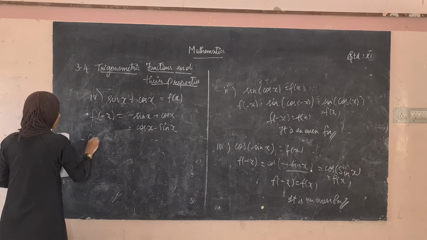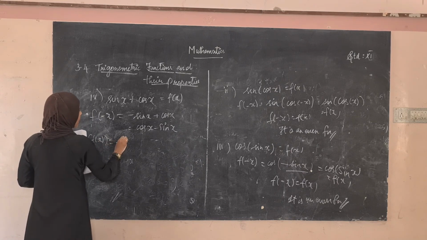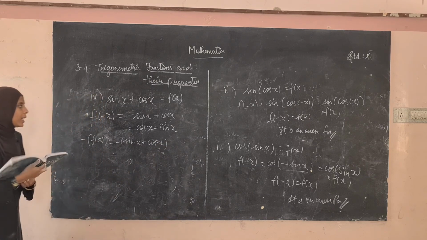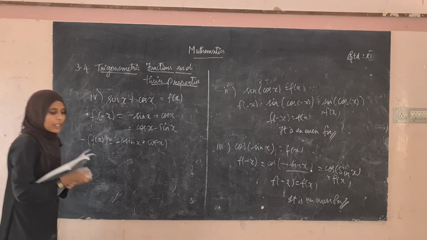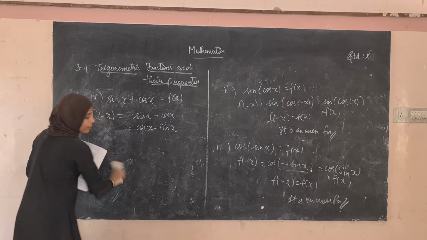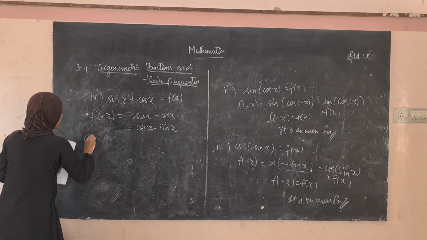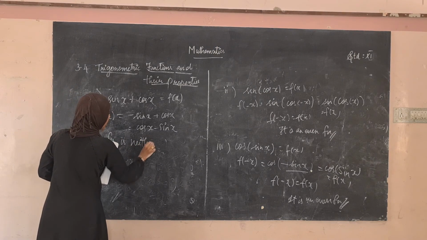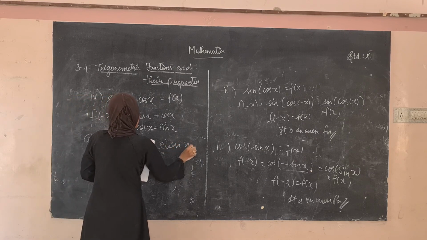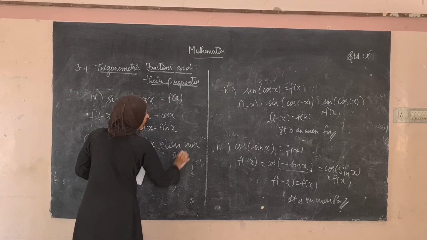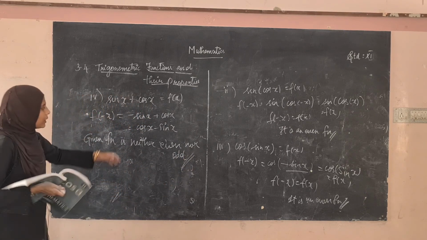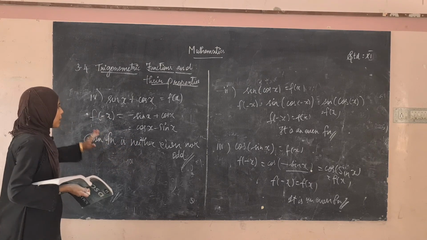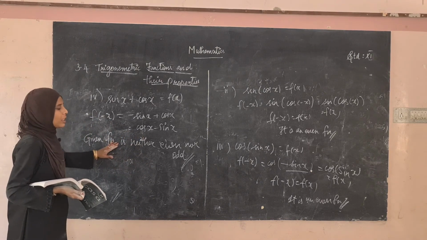What is minus of f of x? That is minus of sin x plus cos x. So both values did not come, that is f of x did not come, minus f of x did not come. Therefore we can say the given function is neither even nor odd. It is neither an even function nor an odd function. Because if f of x comes, we can say it is an even function. If minus f of x comes, we can say it is an odd function. But neither came, therefore we can say this is neither even nor odd.